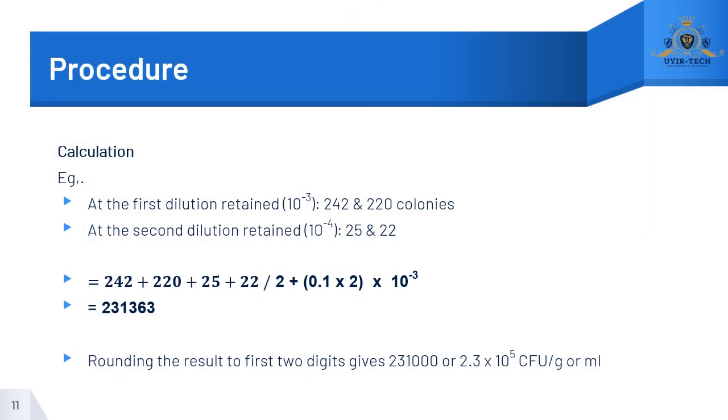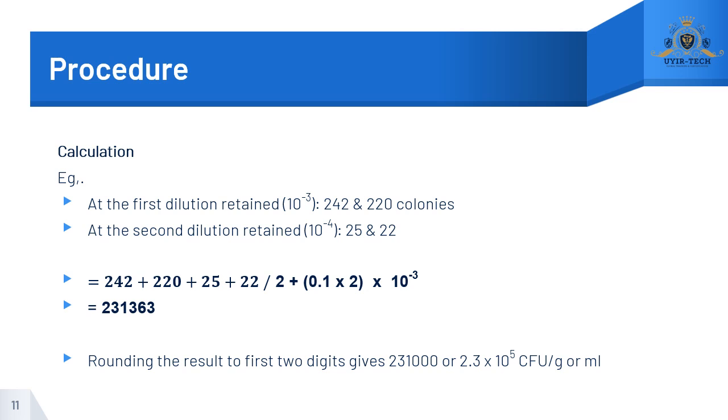This is the result for the previous exercise. At the first dilution, 10 power minus 3, the first plate had 242 colonies and the second plate 220 colonies, and at the second dilution, 10 power minus 4, the first plate 25 and the second plate 22. So the sum of C, the sum of the colonies, divided by N1. N1 is the number of dishes retained in the first dilution, that will be 2, and 0.1 into 2, that will be N2. N2 is the number of dishes retained in the second dilution, so that will be 2.